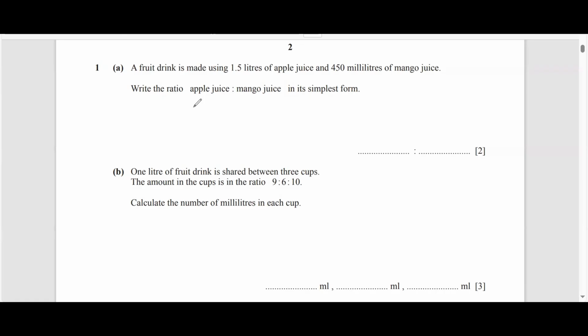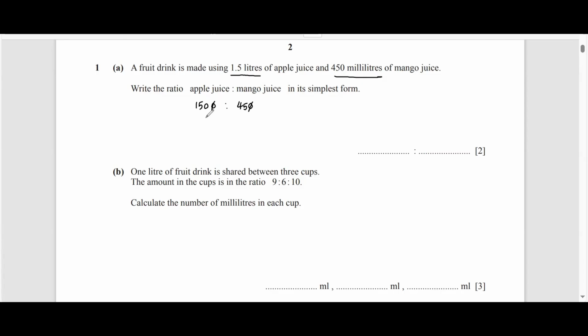So ratio, first thing we need to understand is that all the values should be in the same units. Here I have 1.5 liters and 450 milliliters. 1.5 liters, convert it into milliliters, you will get 1500 milliliters. So we have apple juice as 1500 and mango juice is 450 milliliters.